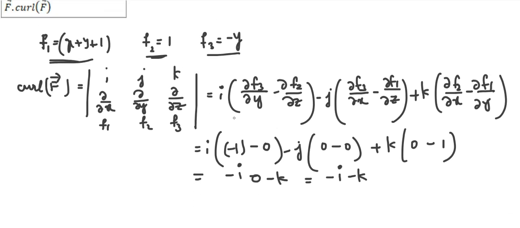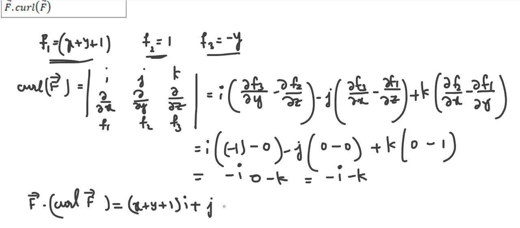Now let us calculate F · curl F. So F · curl F, right? We have to calculate the dot product of these two. So what is F? Here it is (x + y + 1) i + 1 into j - y into k, right? This is your F. We have to calculate the dot product with -i - k, right?